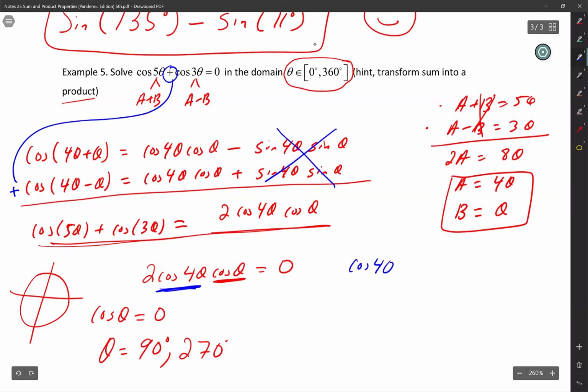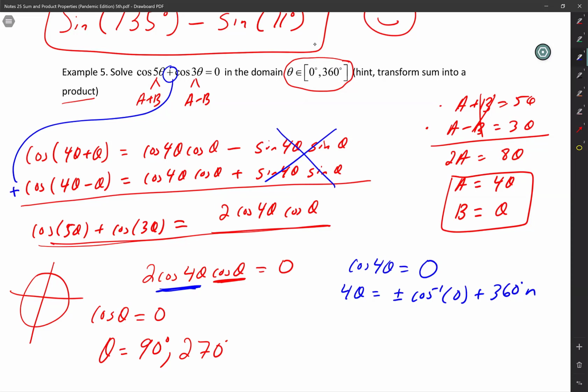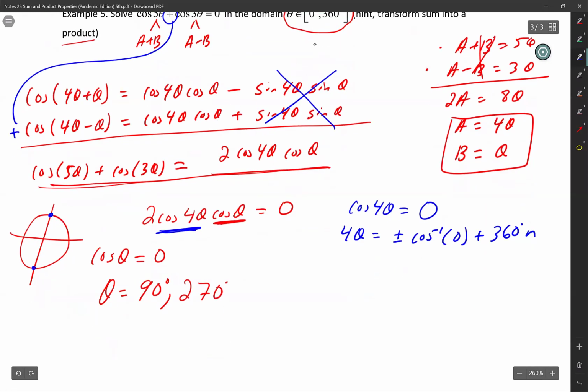All right. Where is cosine 4 theta equal to 0? I'm just going to go ahead and do this, guys. 4 theta equals plus minus arc cosine of 0 plus 360n. Not that I don't know where arc cosine is 0, but I have a 4 there, so I got to account for that. I know that cosine is 0 at a positive 90 and a negative 90. Yes, I could say 270, but I don't want to use 2 equations. 4 theta equals plus minus 90 degrees plus 360n. I want to get theta by itself. I just divide by 4.